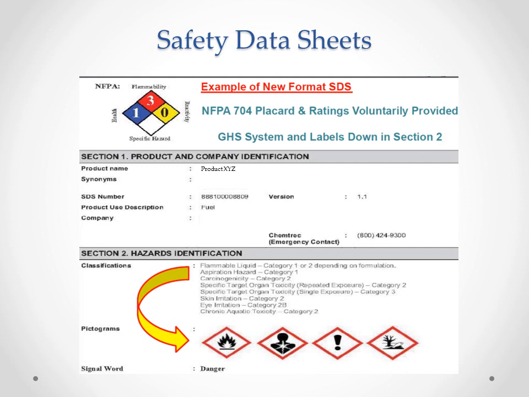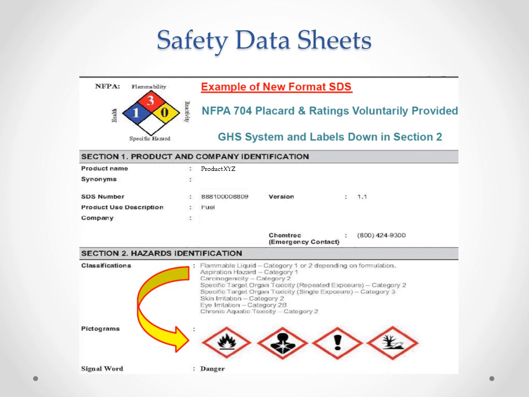If there's any identifying numbers, they'll be listed here. It also shows what the product is to be used for, and it's right there in the product and company identification. You also see the name and phone number of the chemical manufacturer. There'll also be the address in this section as well.